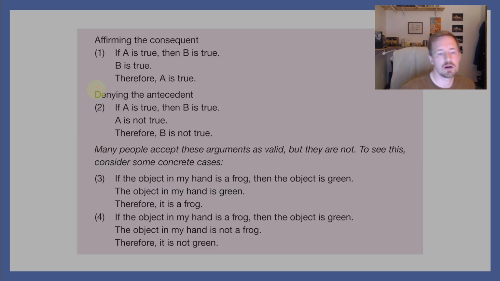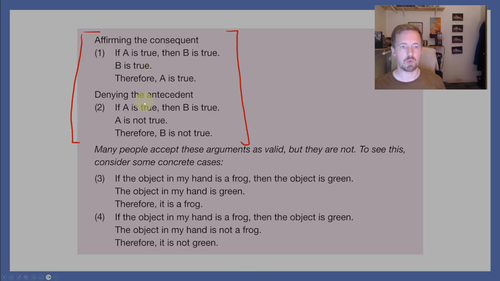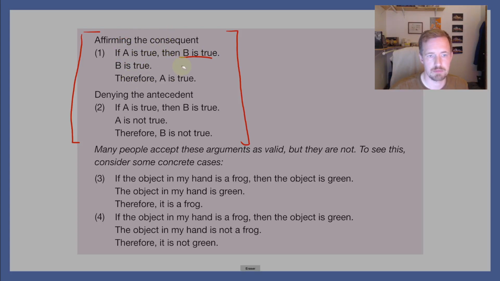So here are some examples of good logical reasoning. If A is true, then B is true, and you find that B is true, therefore A is true. That is what we call affirming the consequent, where we find out that B is true, and so if B is true, then we can accept A. And so that's good logic. Denying the antecedent is also good logic.